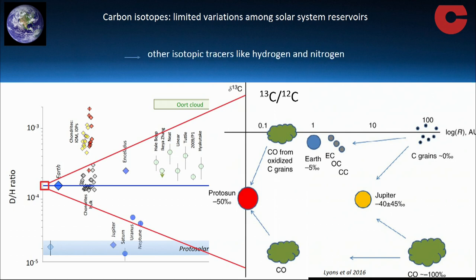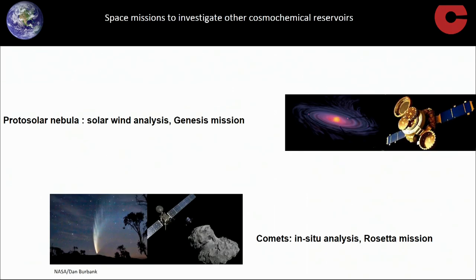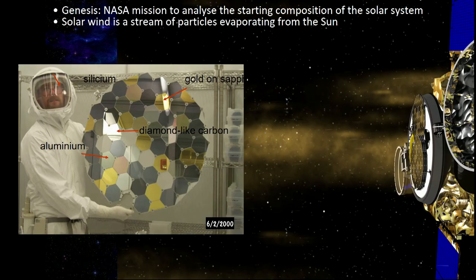So what we are doing is using another system, which is nitrogen, and that leads to two very interesting missions. One is the Genesis mission, and the other one is the Rosetta mission. The Genesis mission was 15 years ago, and it sampled solar wind ions, brought them back to Earth, and analyzed stable isotopes of oxygen and carbon.